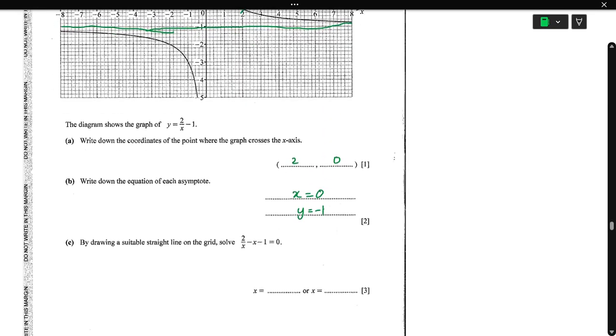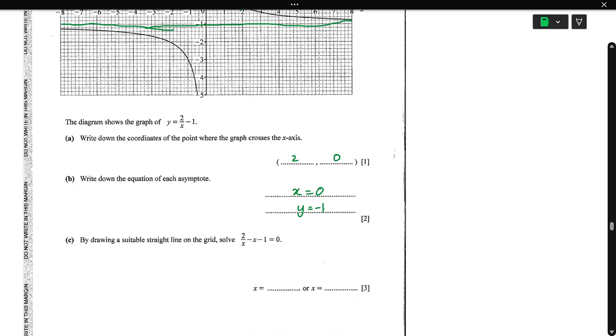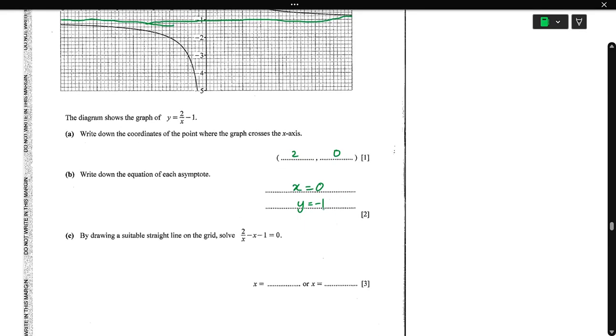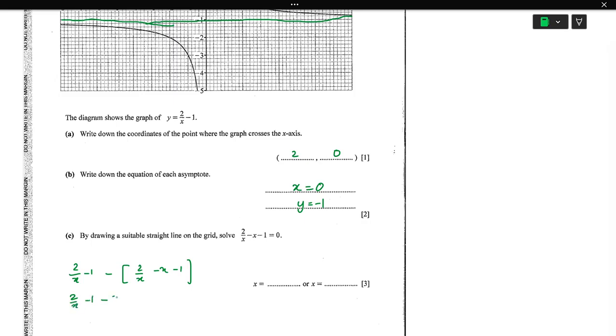Okay, the next question. By drawing a suitable straight line on the grid, solve 2 over x minus x minus 1 equals 0. The given equation is y equals 2 over x minus 1. Then we'll subtract this new equation. So 2 over x minus 1 minus 2 over x plus x plus 1 equals y. Here 2 over x got cancelled, 1 got cancelled, which gives x equals y.